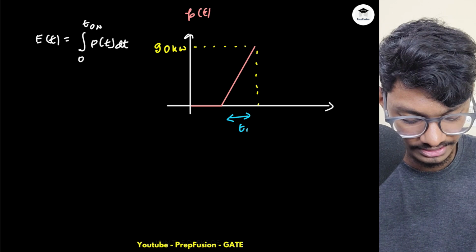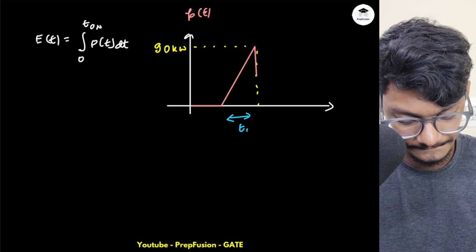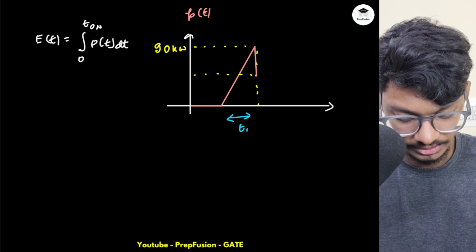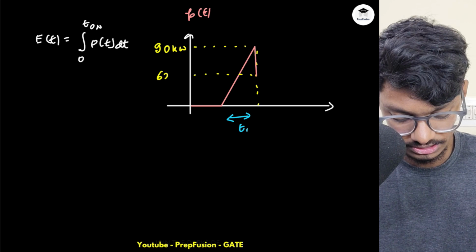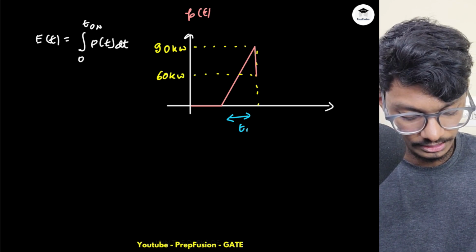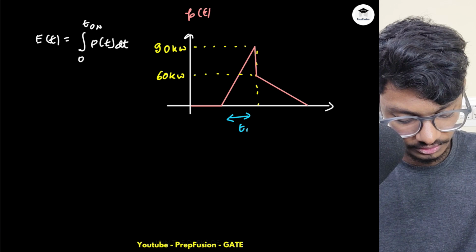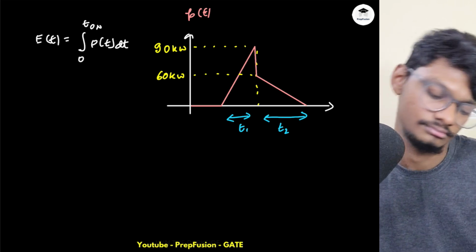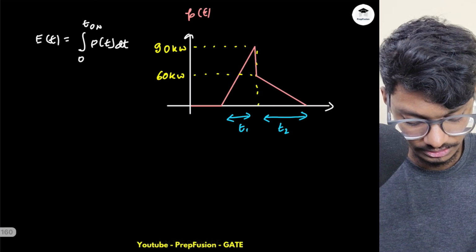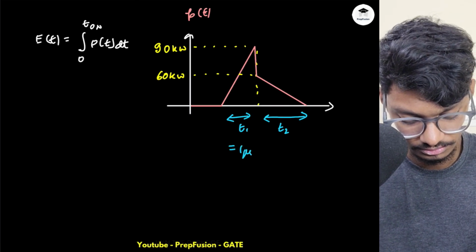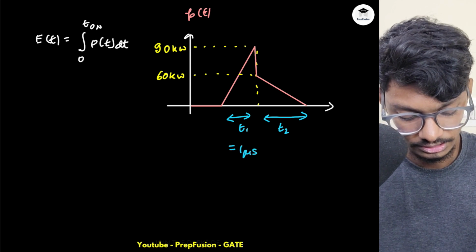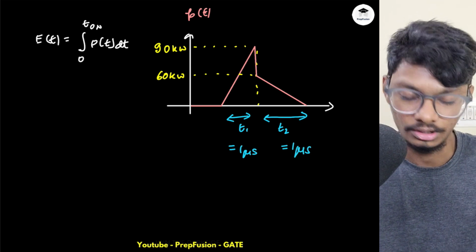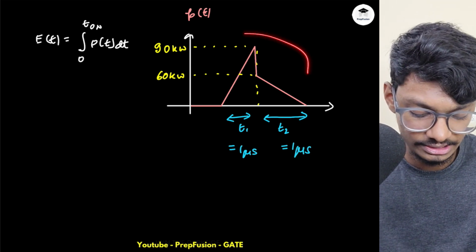So suddenly the power reduces to 60 kilowatts because the current reduced by 50 amperes. So this is 60 kilowatts, and then again it is linearly decreasing for T2 time. T1 equals 1 microsecond and T2 equals 1 microsecond again. So the widths are the same, and this is basically the graph.